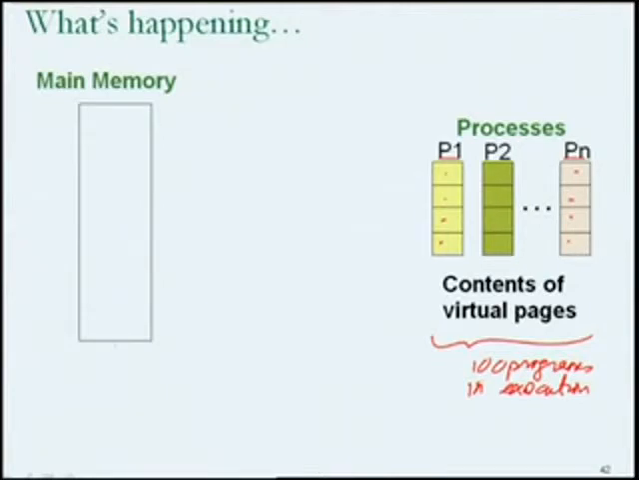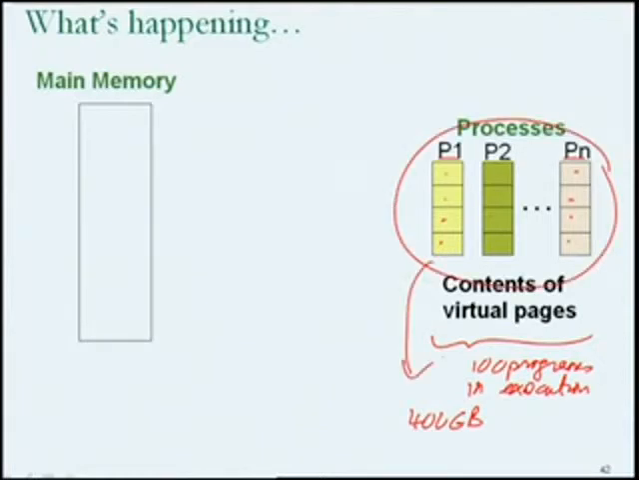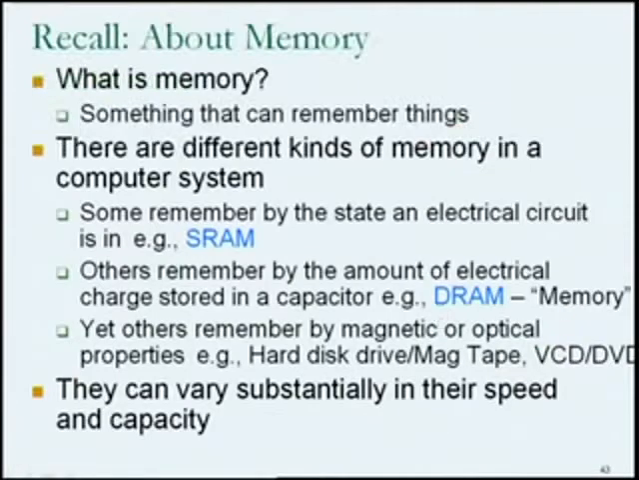Clearly they cannot be stored in main memory. If you do a quick calculation, if I have 100 processes and each of them has 4 gigabytes of virtual pages, then that comes to 400 gigabytes of virtual address space. The sum total of all these virtual address spaces might be equal to 400 gigabytes. And I might only have 4 gigabytes of main memory. So the main memory is not the answer to this question of where the contents of these virtual address space pages will be stored. So we have to look back at the other kinds of memory that are present in a computer system.